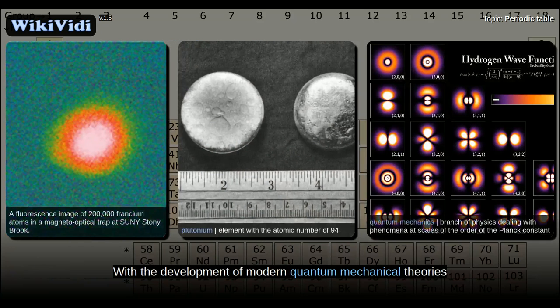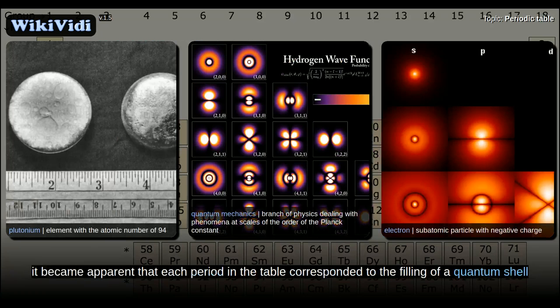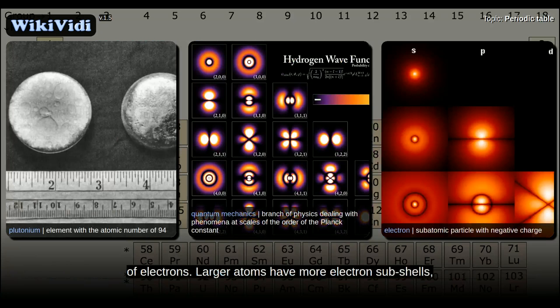With the development of modern quantum mechanical theories of electron configurations within atoms, it became apparent that each period in the table corresponded to the filling of a quantum shell of electrons. Larger atoms have more electron subshells, so later tables have required progressively longer periods.